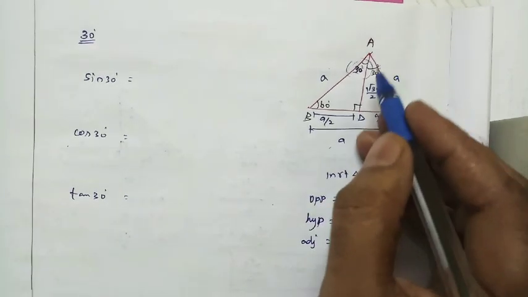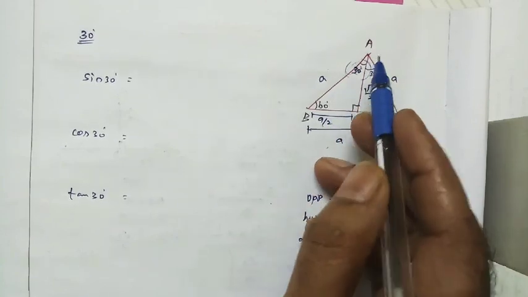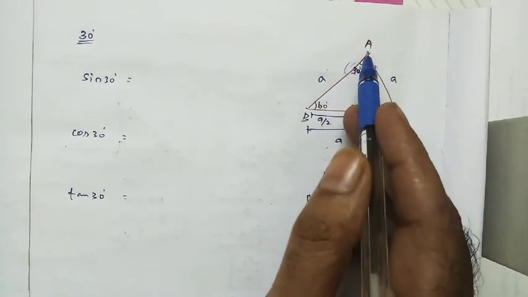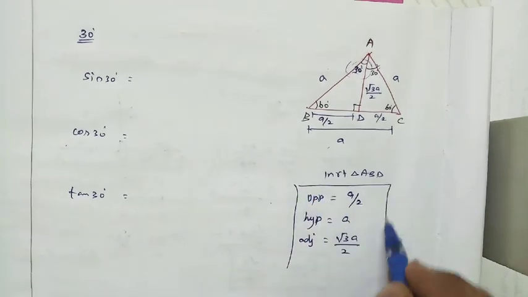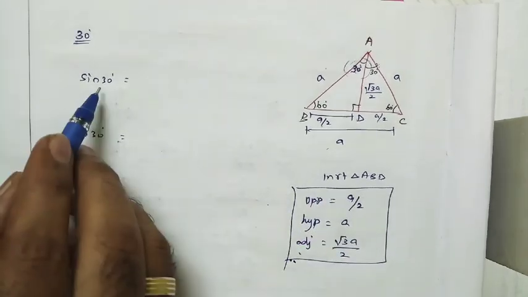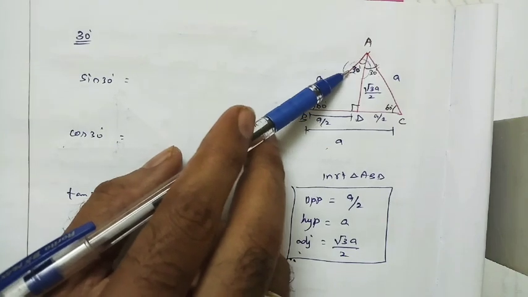Suppose once again you want to find it, you can, no problem. In a right angle triangle, hypotenuse square is equal to adjacent square plus opposite square. Just apply it and we'll get the adjacent value. Now we know the opposite, adjacent and hypotenuse for angle 30 degree. That's very important, right?